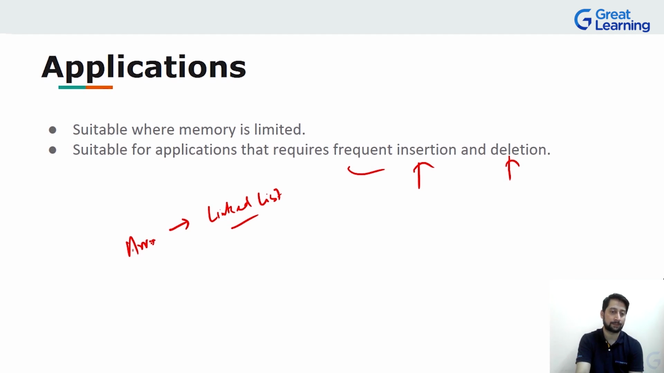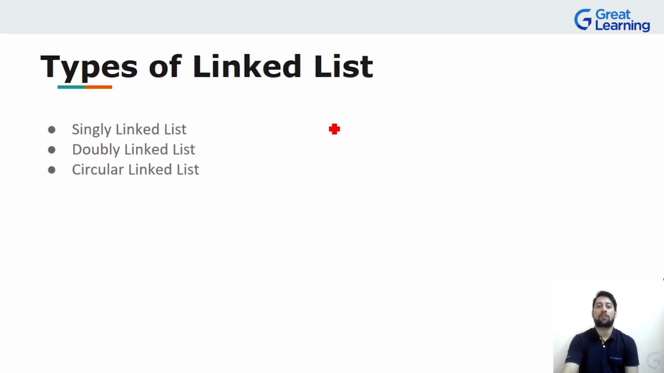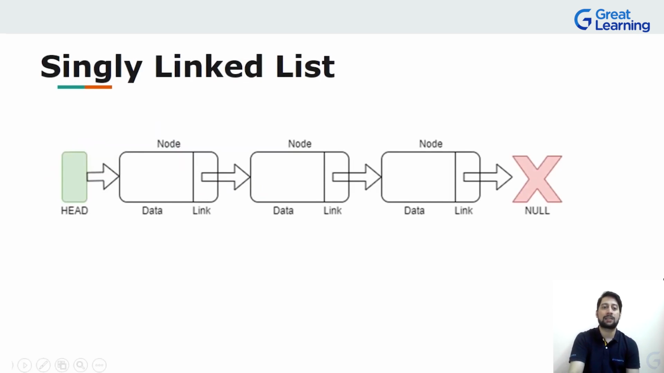Now let's talk about types of linked list. We have three types: a singly linked list, a doubly linked list, and a circular linked list. Let's talk about singly linked list first. In a singly linked list, there is a pointer always pointing to the first node, which we have already seen. That pointer is known as the head, or the root of the linked list. It is very important that you do not manipulate this head. If you manipulate it, you will get undesired results.